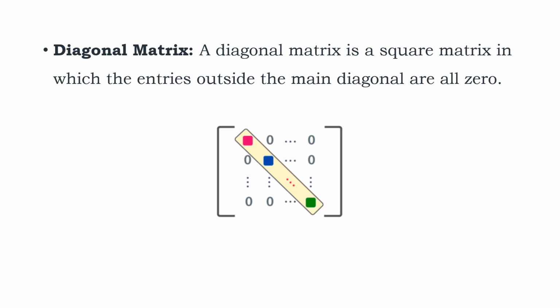Diagonal matrix. A diagonal matrix is a square matrix in which the entries outside the main diagonal are all zero. Here in this condition, we can also have any number in the diagonal.